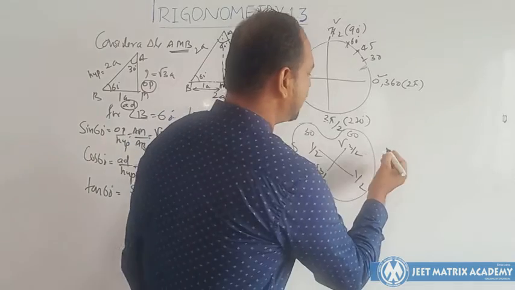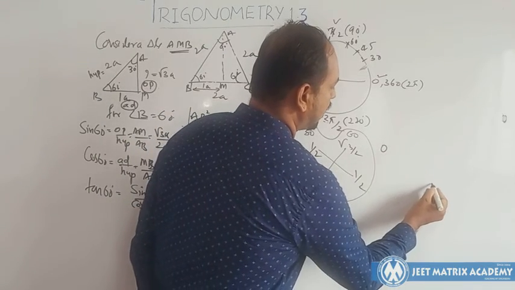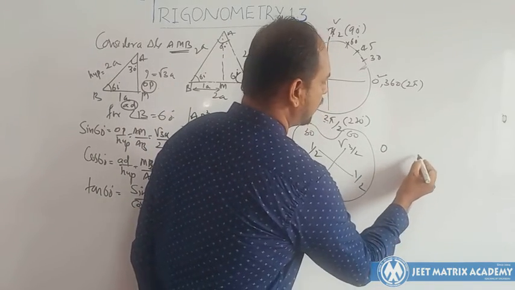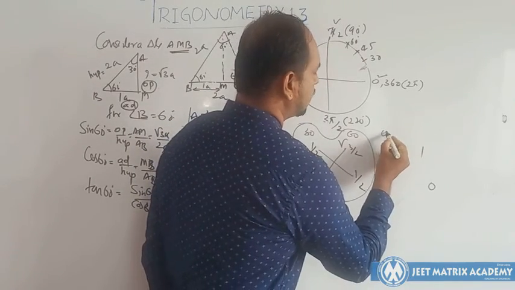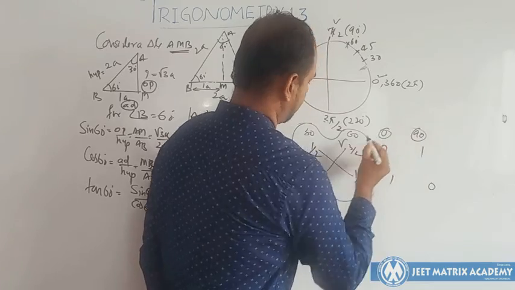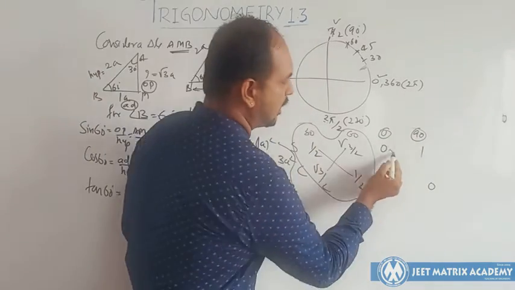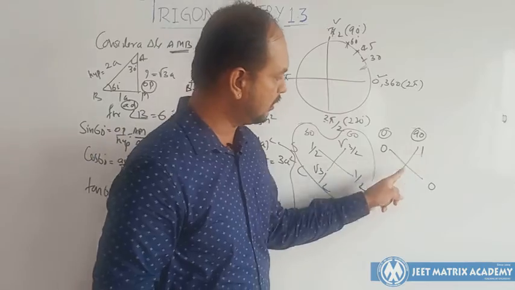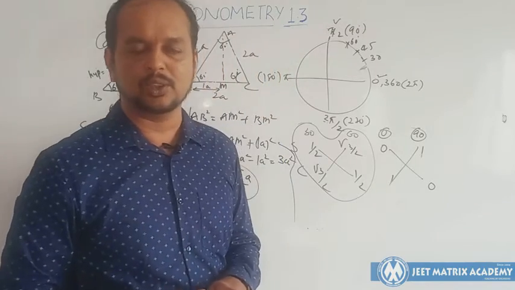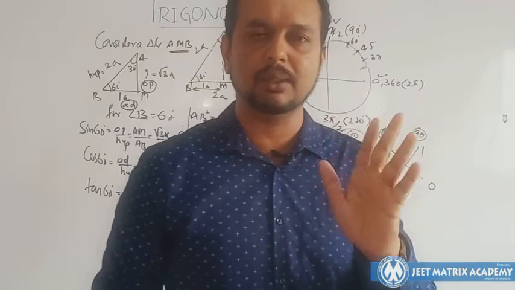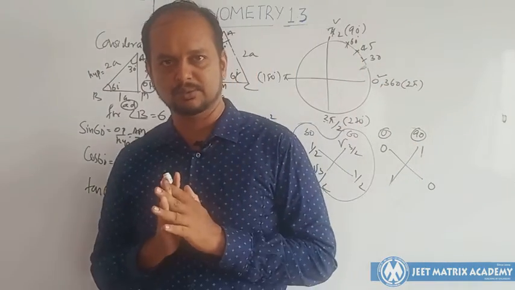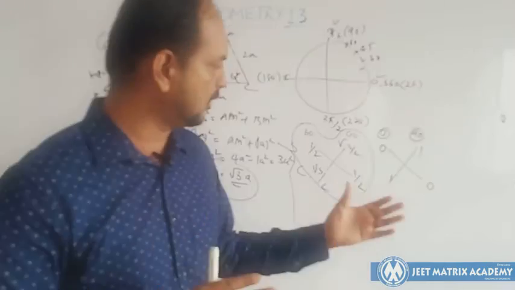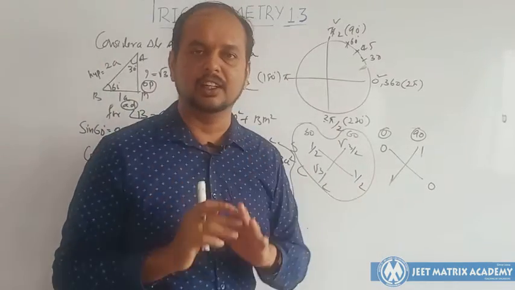Similarly for 0 and 90 degree, sin 0 is 0, cos 90 is 0. So this will be 1, this will be 1. So this is your 0, this is your 90. Again sin, cos: 0, 0, 1, 1. So this is how you are supposed to remember. If you remember one angle, sin 0 is 0, sin 30 is 1 by 2, the rest of the things you can do with this map and you can recollect.